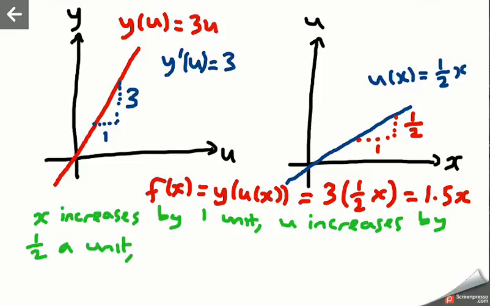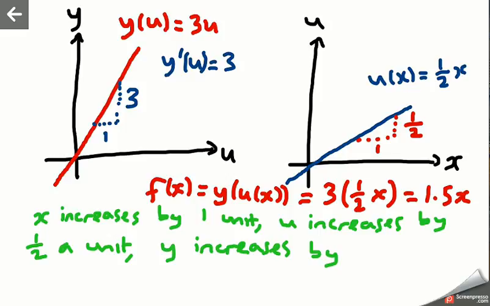So as x increases by 1 unit, u increases by half a unit. And so finally, y increases by how much? Well, if y prime of u equals 3, that means that y increases by 3 units for every 1 unit u increases by. And that's what the gradient of this line means. So y increases by 3 units for every 1 unit u increases by.